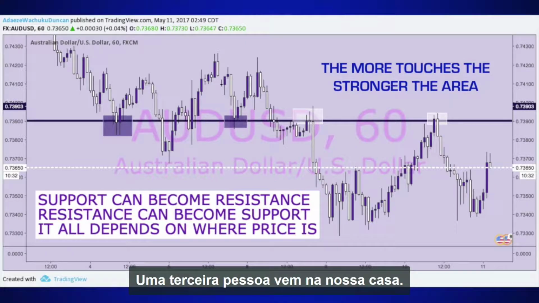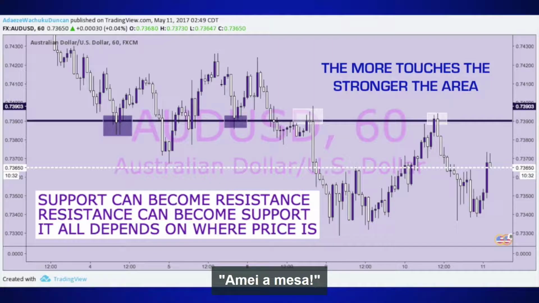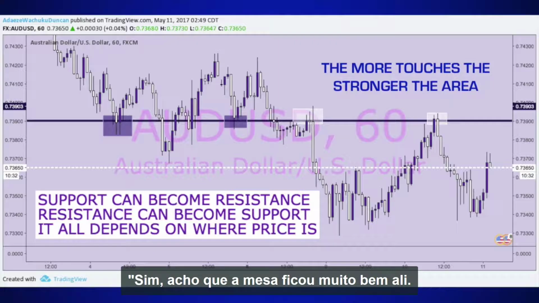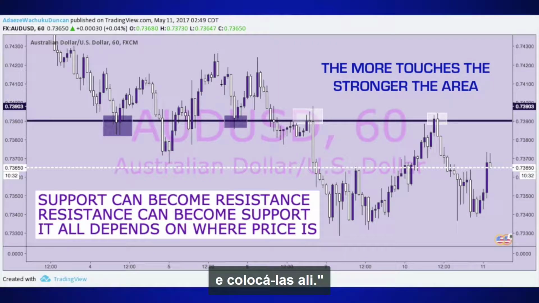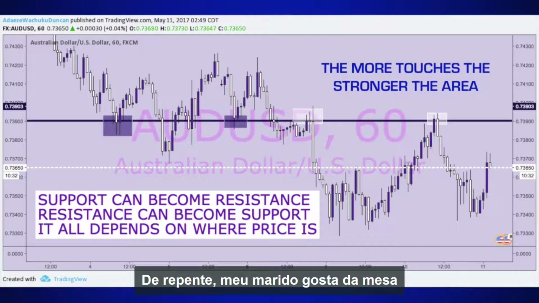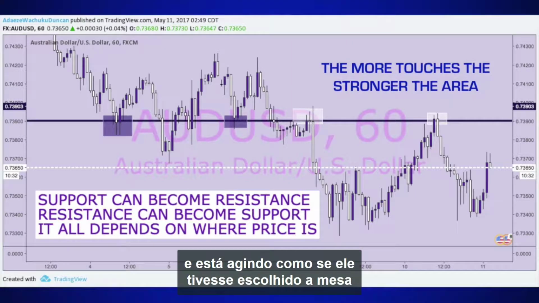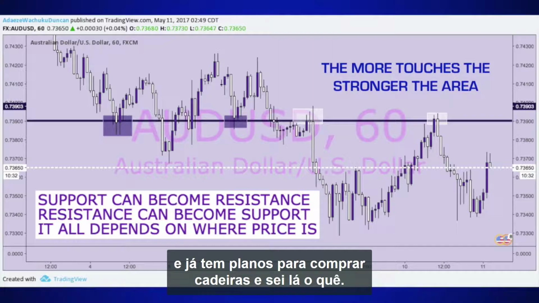Third person comes over. Oh my gosh, the table. I love the table, and this is him, my husband. Yes, I thought the table looked really good. We were actually thinking about getting chairs and putting them over here. Now, all of a sudden, my husband likes the table and is actually acting as though he picked it out and has plans to put new chairs and whatnot by the table.